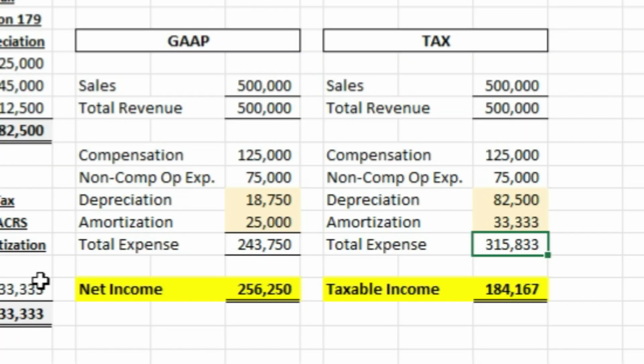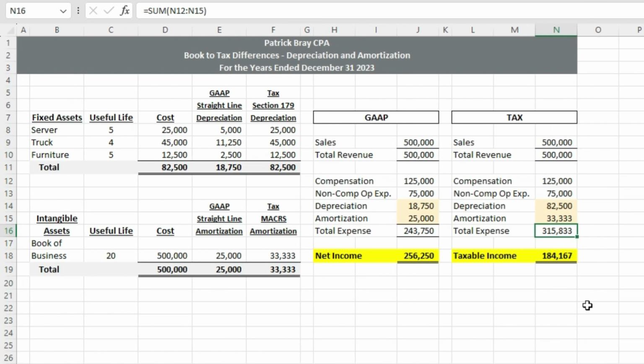So you'll see we have a pretty large difference between our GAAP basis financials and our tax basis financials. Net income on a GAAP basis is $256,250. On a tax basis, especially since we can take that Section 179, we're ending up with taxable income of $184,167. So you can see from a GAAP to tax standpoint, depreciation and amortization can have major differences between the two sets of accounting methodologies.